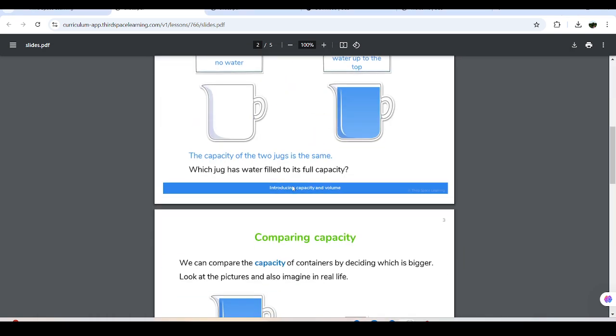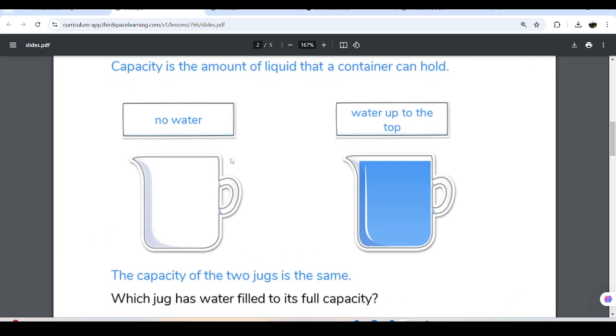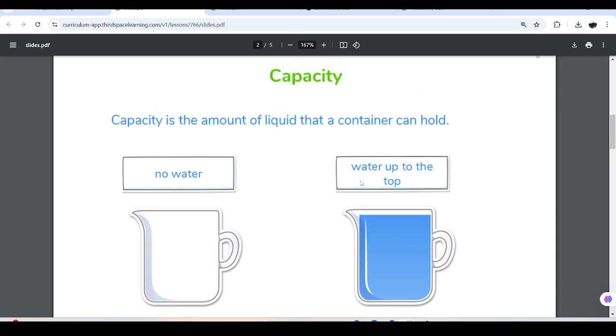Okay. So capacity is the amount of liquid that a container can hold. Like there is a container. In the first container there is no water. In the second, this whole container is filled with water. So what do you think? Is the capacity the same for both of them?